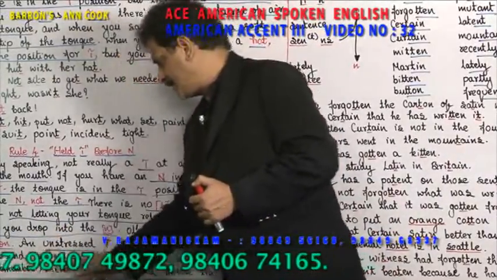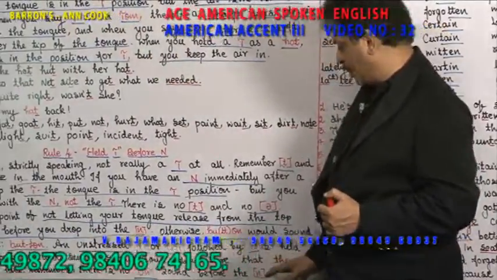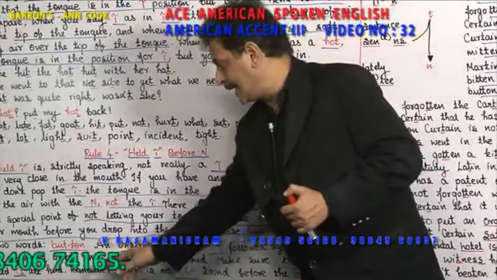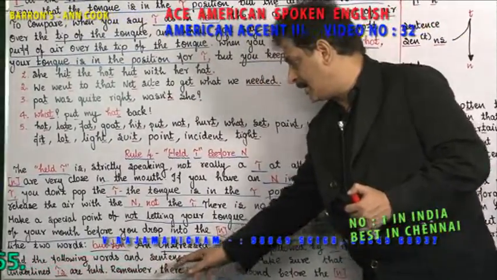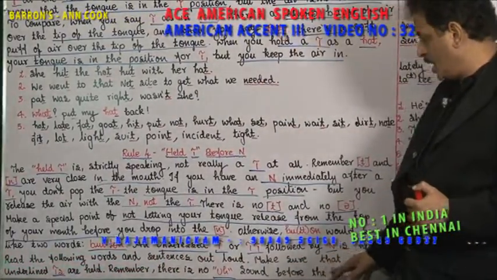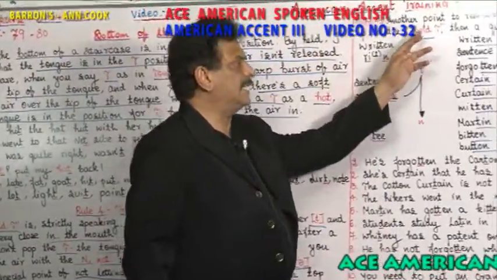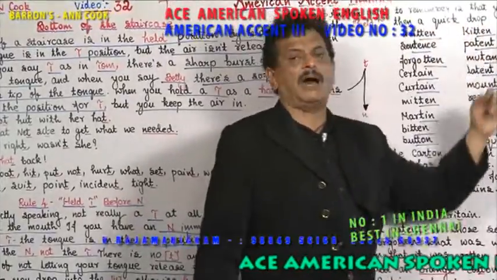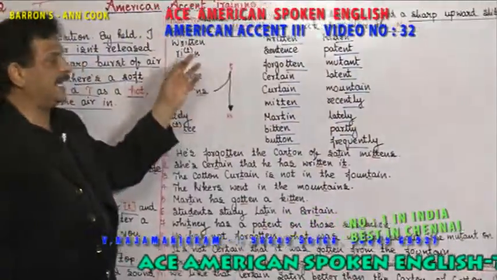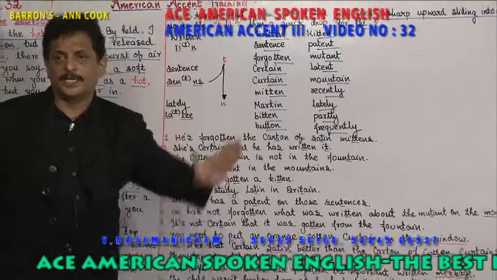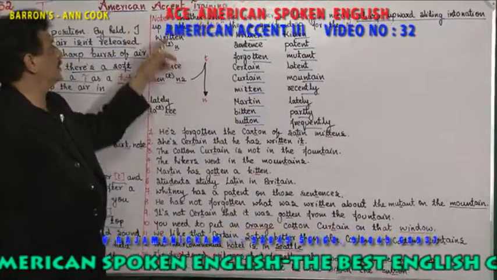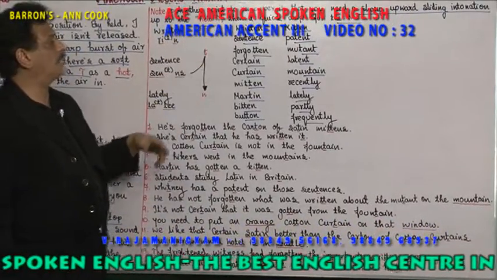Read the following words and sentences out loud. Make sure that the underlined T is held. Remember, there is no R sound before the N. Just read it out. Another point to remember is that you need a sharp upward sliding intonation. Intonation means what? Sounds going up and down. Up to the held T, then a quick drop for the N.